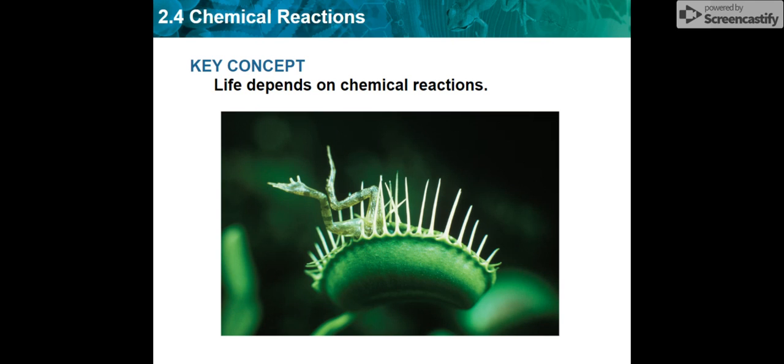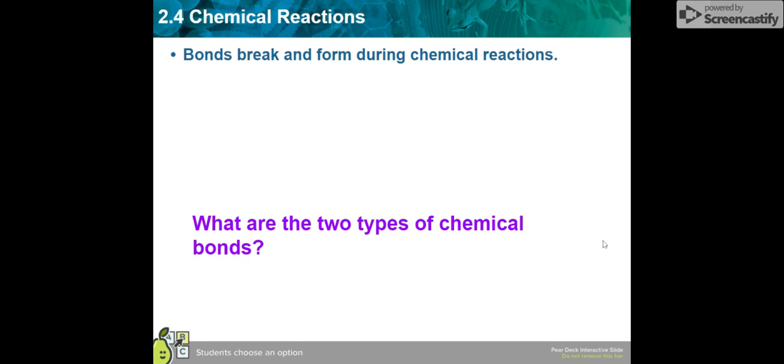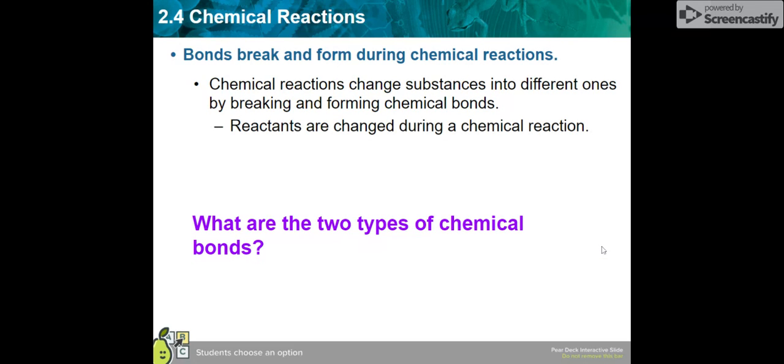So the first thing that you guys looked at on Friday was about chemical reactions in general. And we're going to see that a lot of what cells do are just very complicated chemical reactions that make the cell function. So in summary, during a chemical reaction, we have chemical bonds being broken and new bonds being formed.